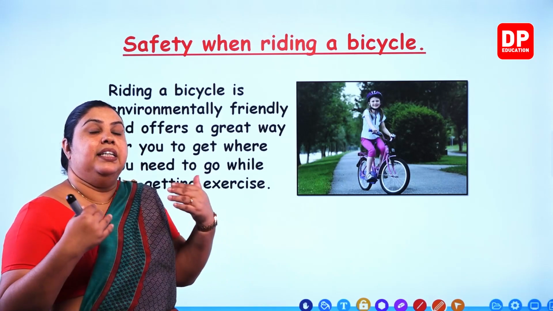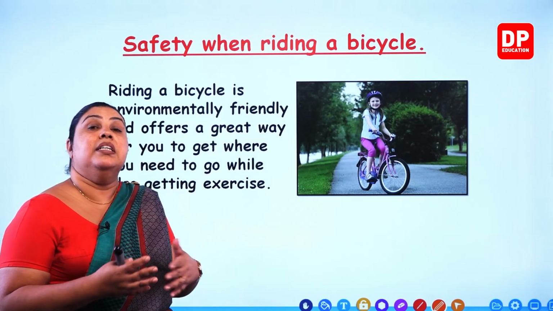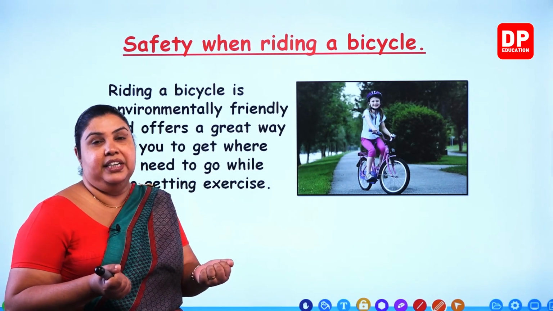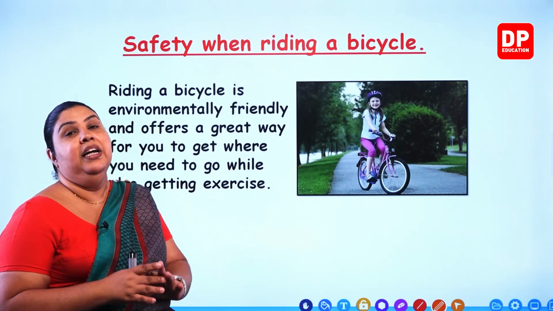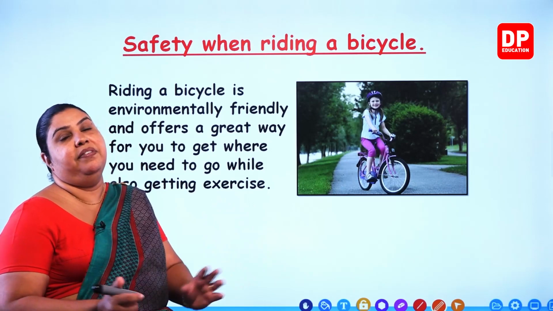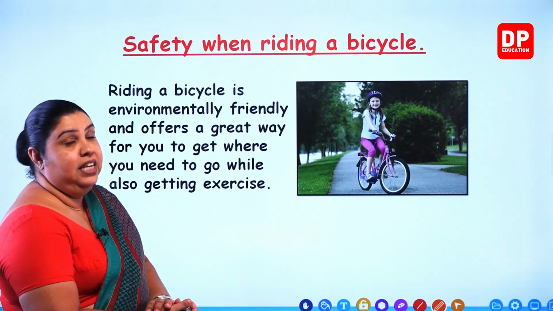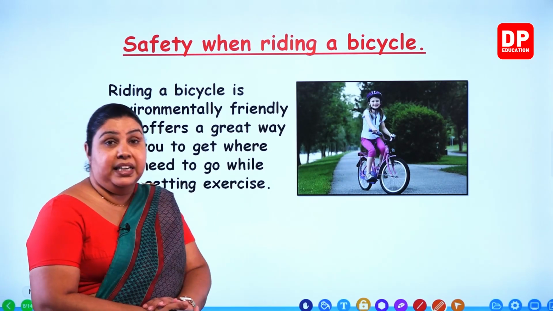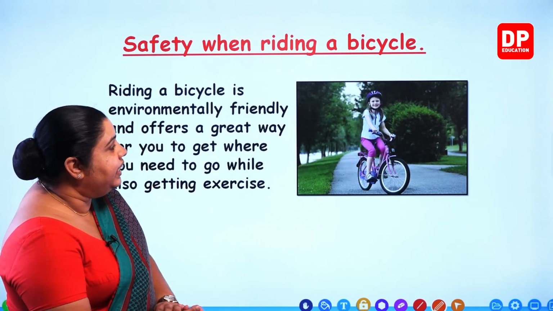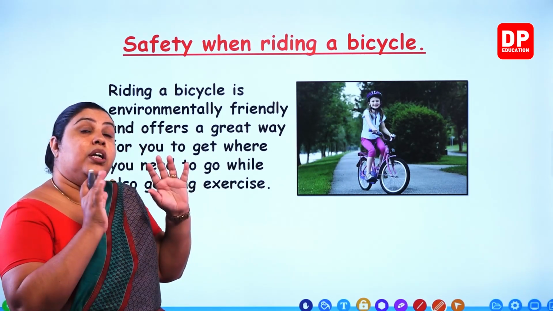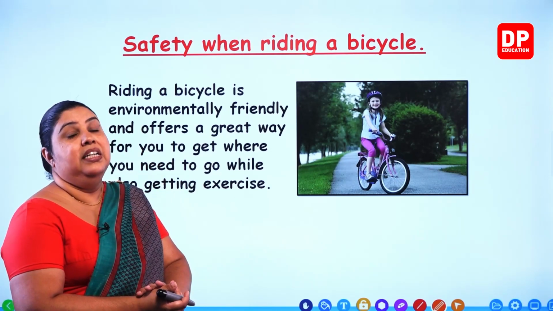Vehicles, when they go on the road, smoke comes out of those vehicles, and that smoke is not good for the trees and the plants and the environment around us. So, but when we go on a bicycle, there is nothing like that, and we are not harming our environment.